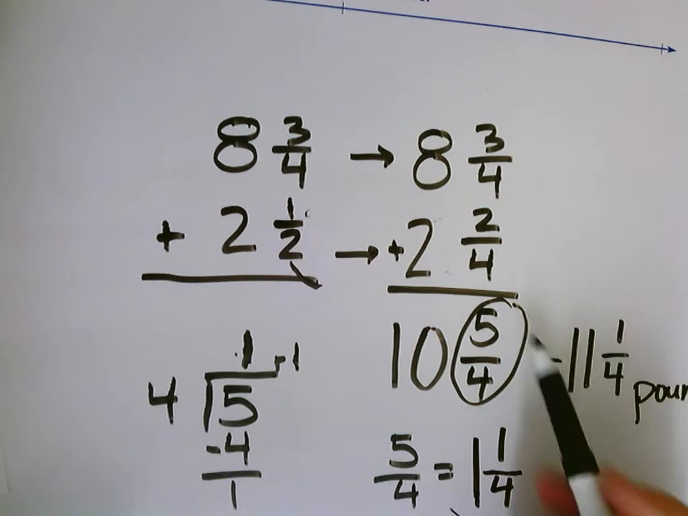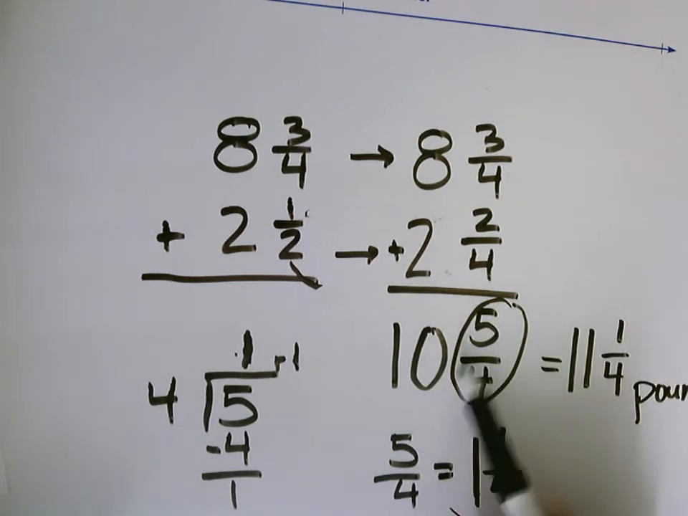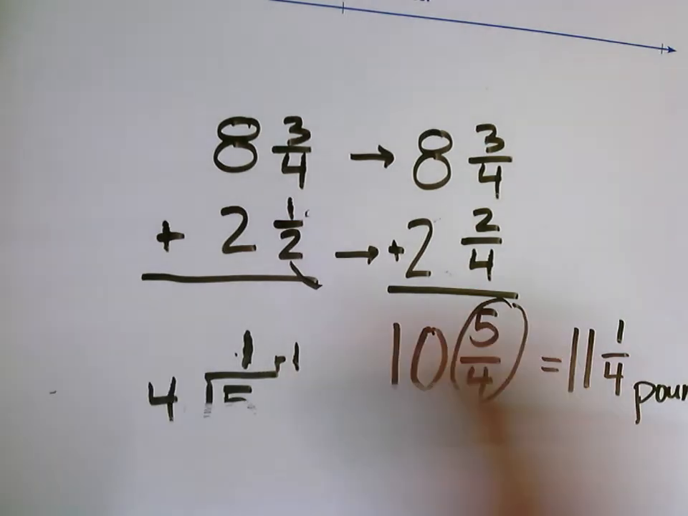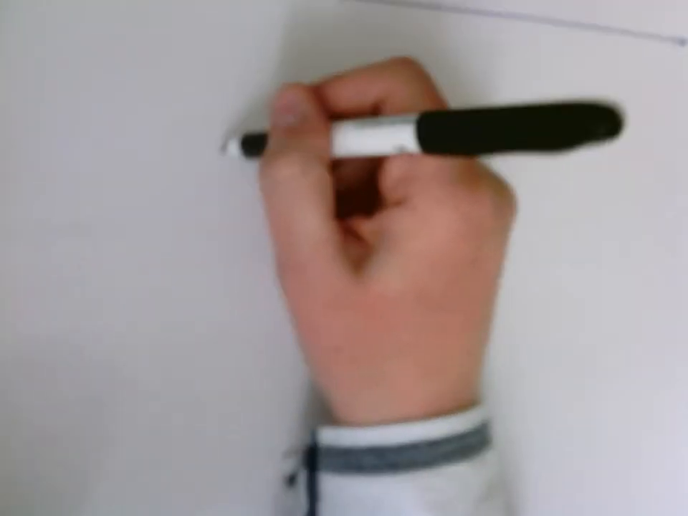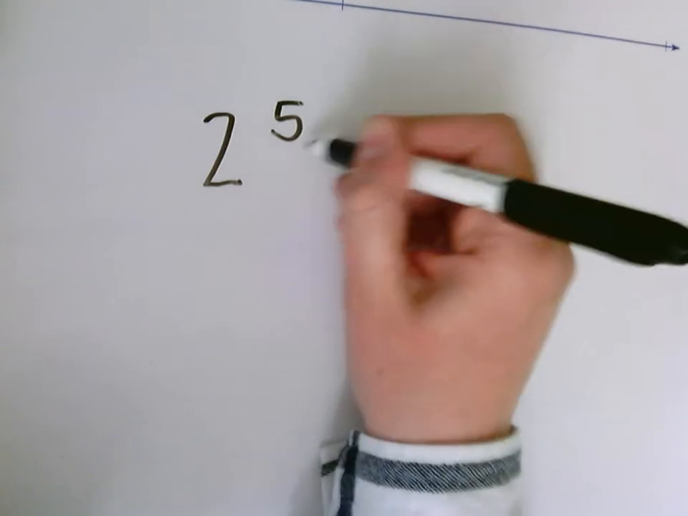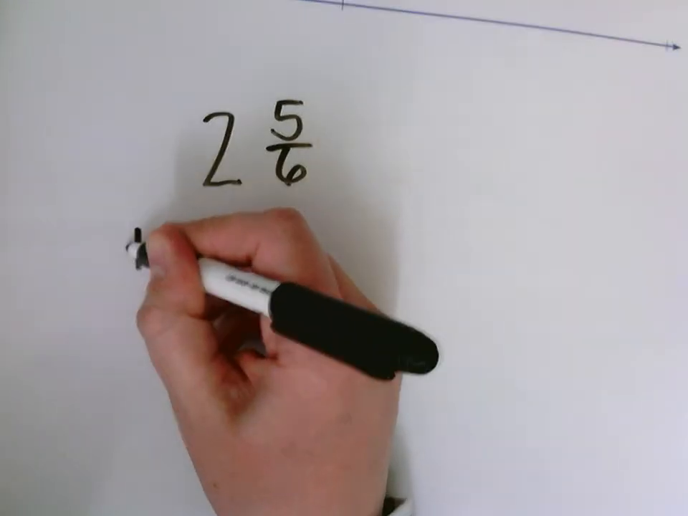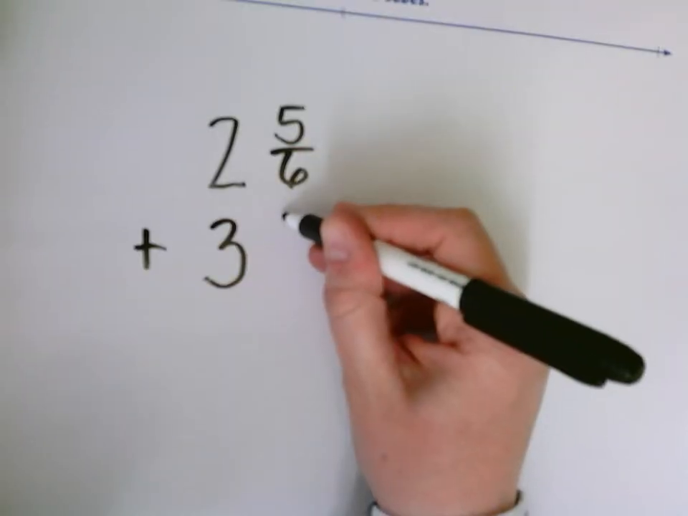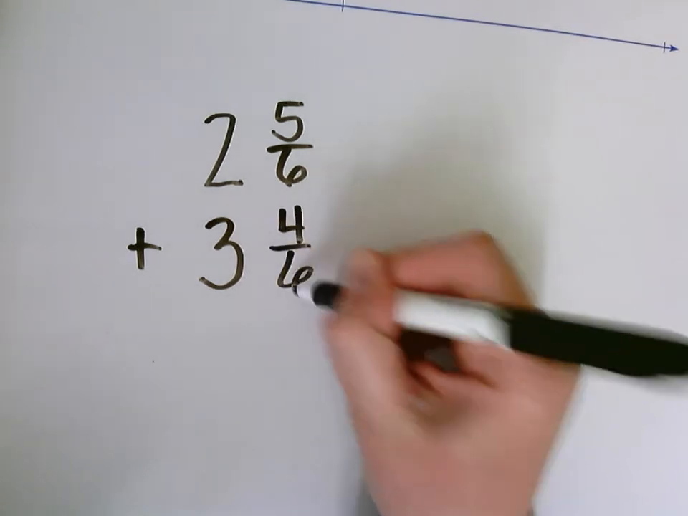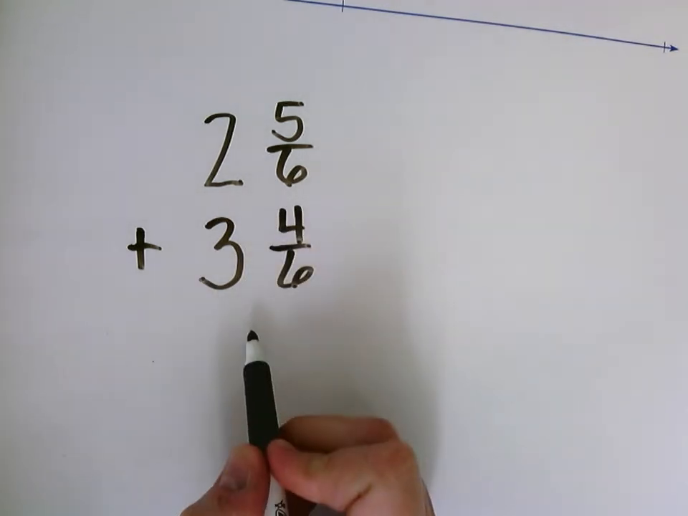All right, so let's try one more example for when I end up with a whole number and an improper fraction in my answer. Okay, this time we'll keep a common denominator so we don't have to worry about that so much. So let's say I had 2 5/6 plus 3 4/6. Okay, I'm going to add these two together. 2 5/6 plus 3 4/6.